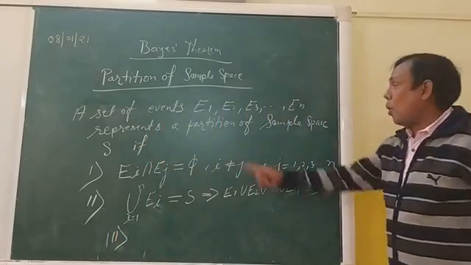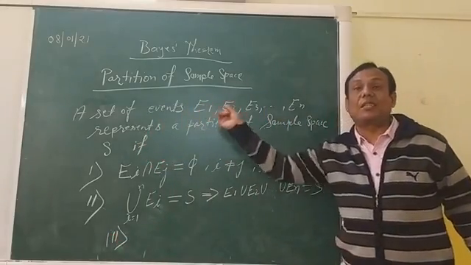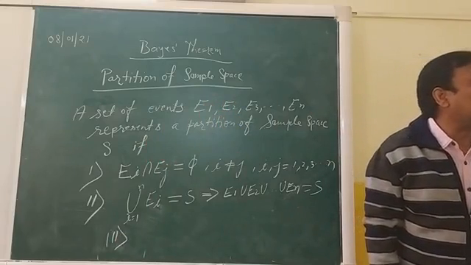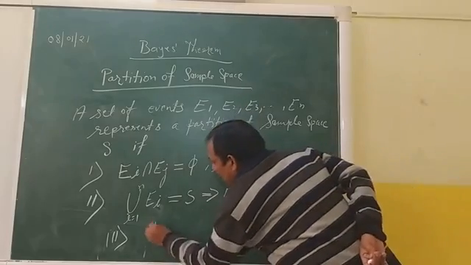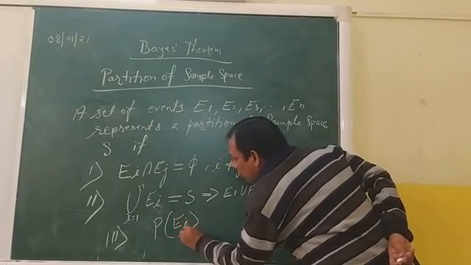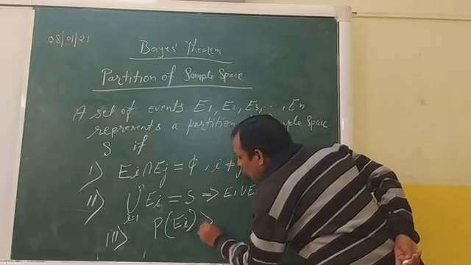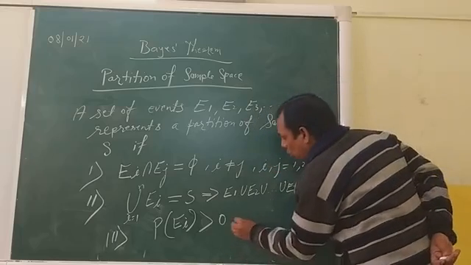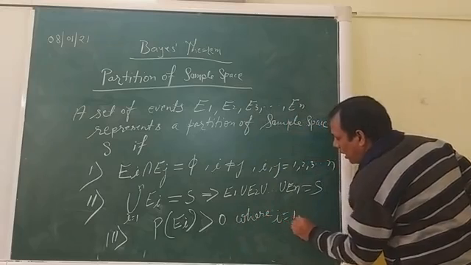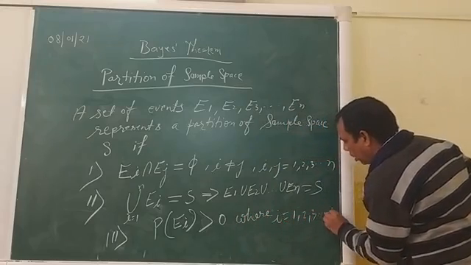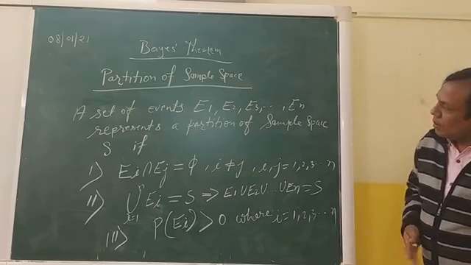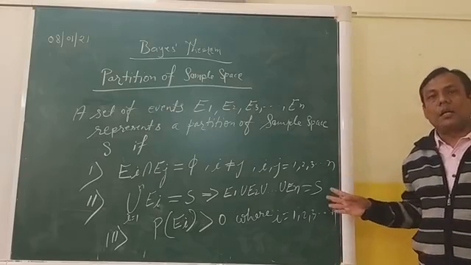Now the third point is that the probability of each event should be greater than 0. In short form you can write P(Ei) greater than 0, where i equals 1, 2, 3 up to n. Is it clear? Have you noted?